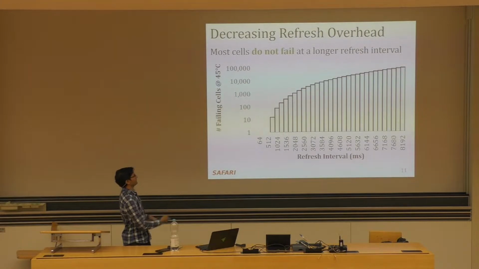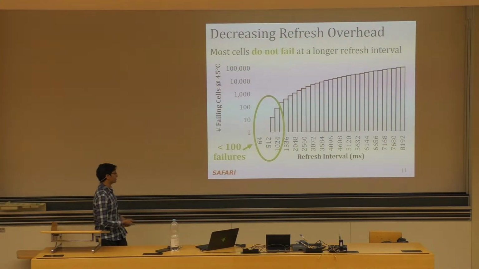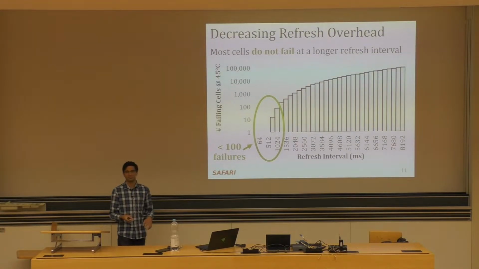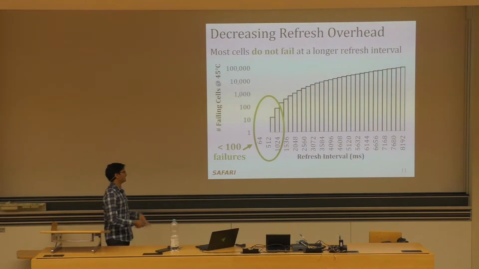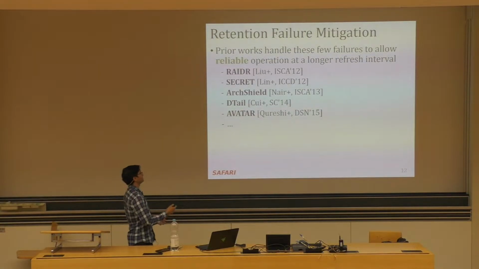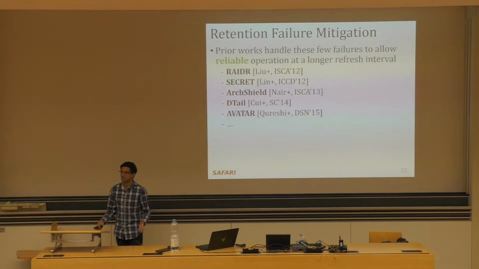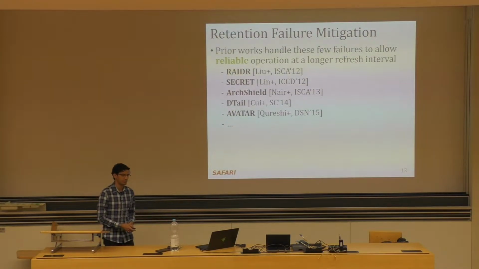So if we just focus on the left-hand side of this plot, we see that for very modest increases in the refresh interval, we actually have very few failures, less than 100. And given that a DRAM device has hundreds of billions of cells, this is not too many. We actually have ways to manage these failing cells. And so this leads us into retention failure mitigation. The prior work actually has many different ways of mitigating these errors once they occur, right? So 100 errors occurring here and there, these mechanisms can mostly handle that type of situation.